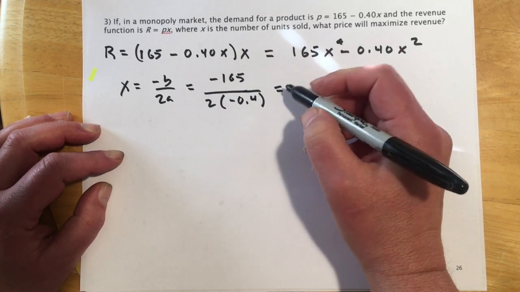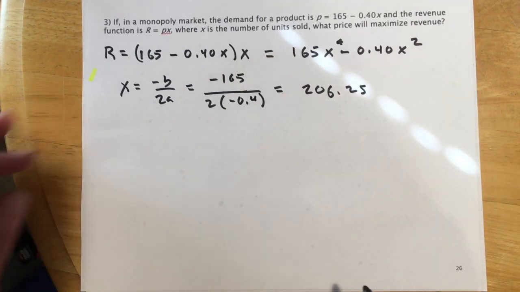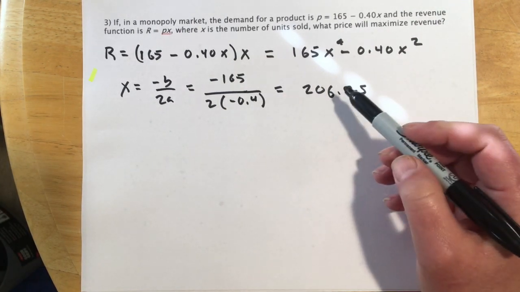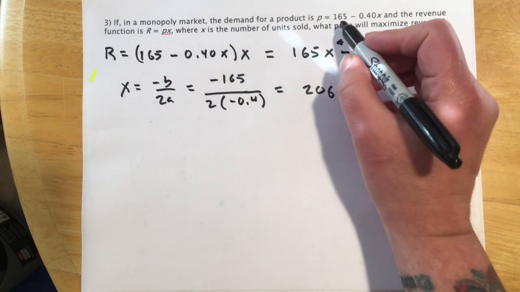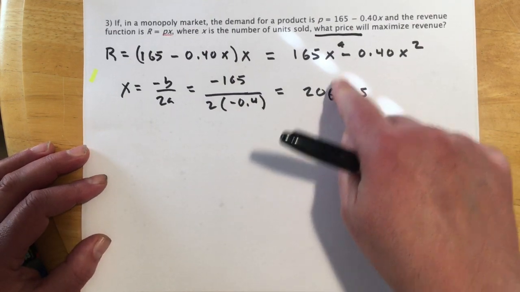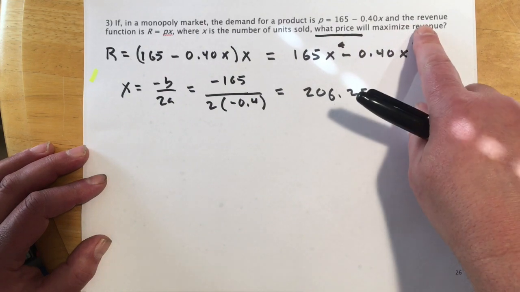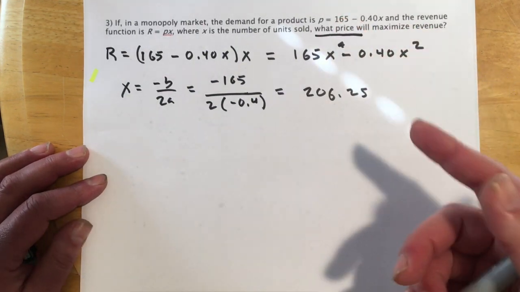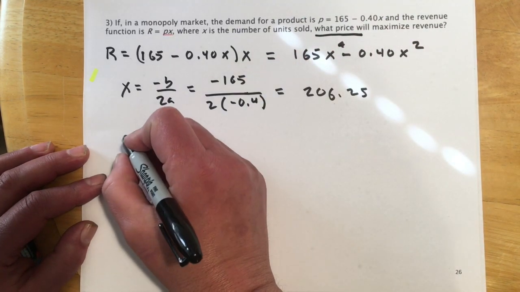And then I threw that in a calculator and got 206.25. So this is the number of units that would maximize the revenue, but the question is asking what price will maximize the revenue. So we actually have to put this back into the price equation, not the revenue equation, because it's not saying what's the maximum revenue, it's saying at what price does it happen. And that's where you just have to kind of be careful as we're reading these.